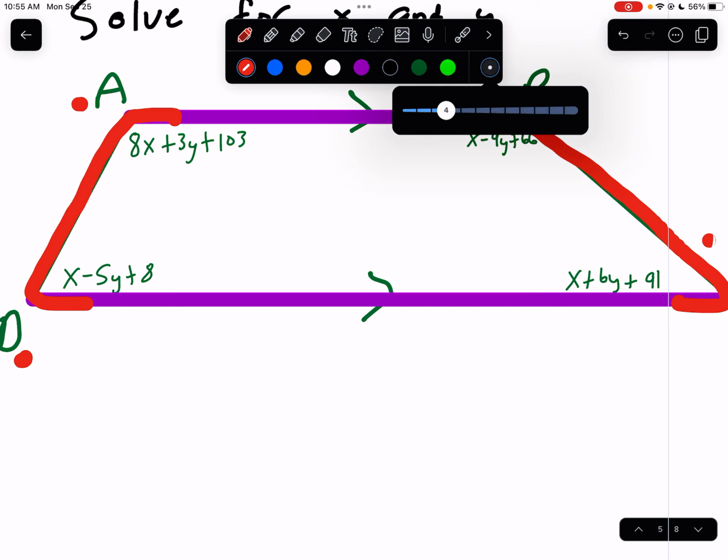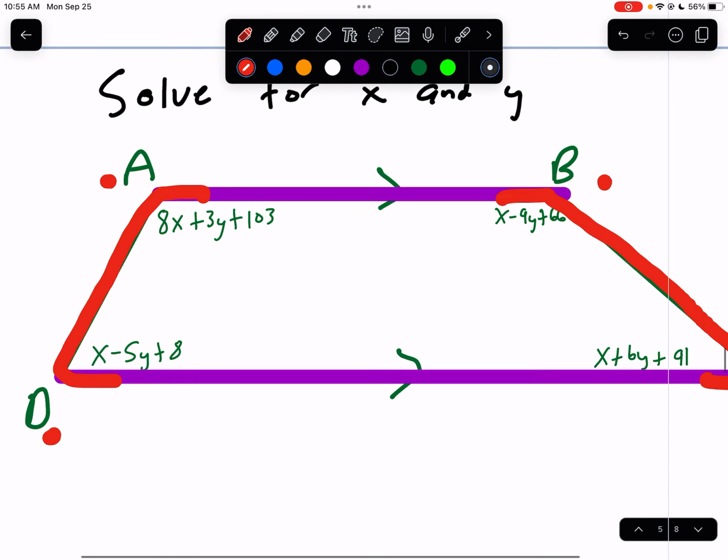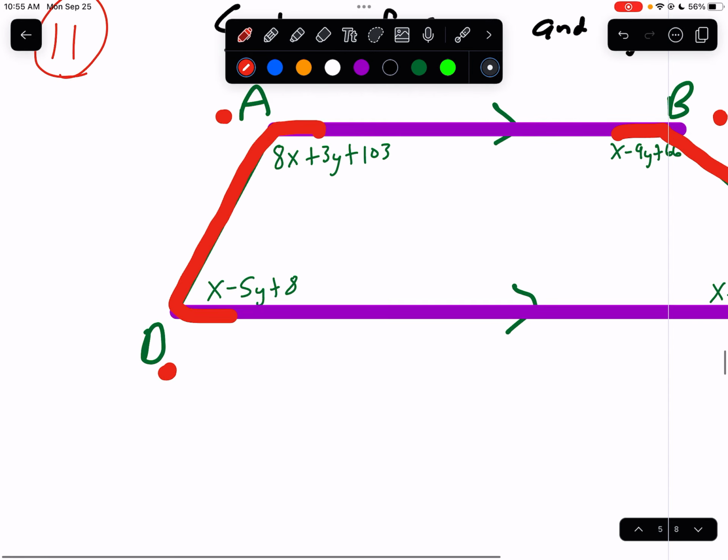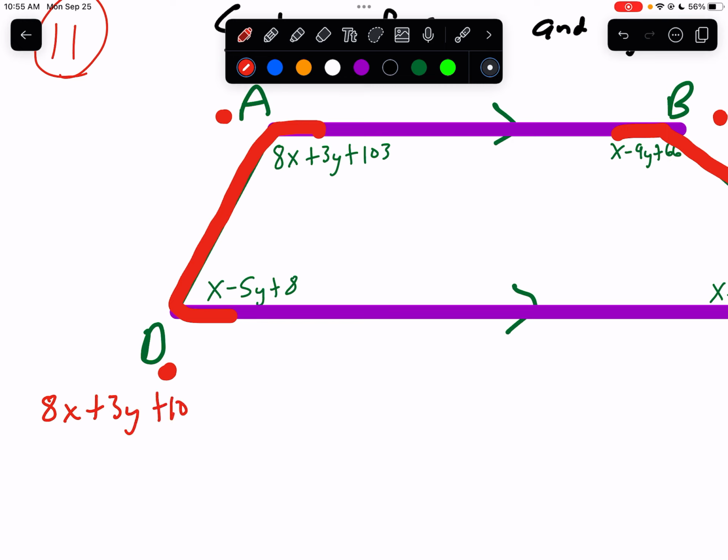You've got to get that right. So we have two equations here. The first equation is A and D are going to add up to 180. That is 8x plus 3y plus 103 plus x minus 5y plus 8 is 180. I'm going to clean that up.